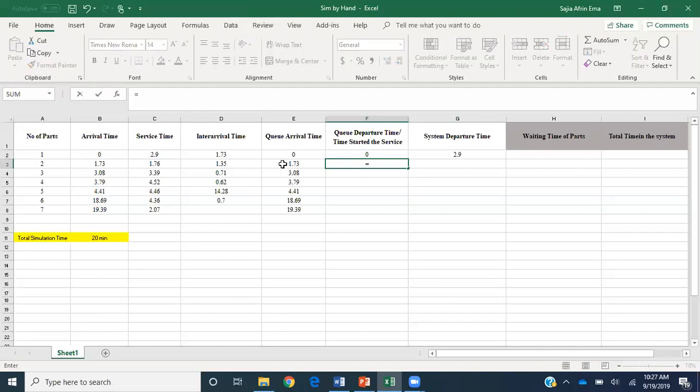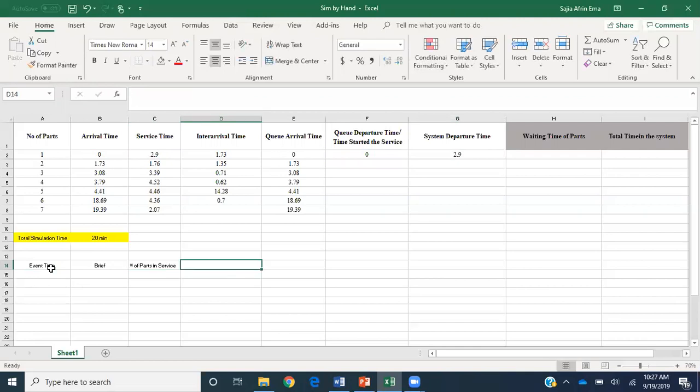Next, part 2 got in at 1.73 minutes. Before that, let me just drag this thing over here. So let me just write event time and then brief, and then number of parts in service and number of parts in queue. So we'll just track what's going on over here, because ARENA does this same thing for us, and this structure over here is known as the event calendar. It just keeps track of what's coming in next.